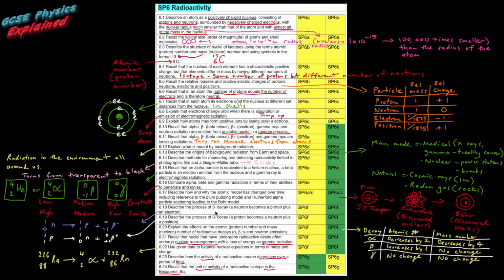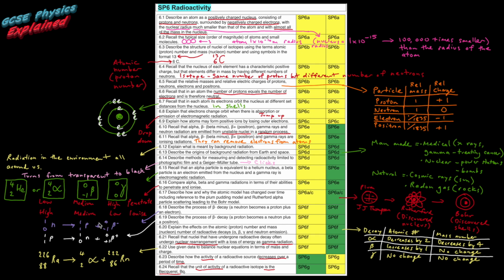Describe the process of beta minus decay. Well, it's a neutron becoming a proton plus an electron. So to visualize it, you've got the neutron splitting up to become a proton and an electron, but the electron is not a normal electron. It comes from the nucleus and it's high speed. So it's what we call a beta minus particle.